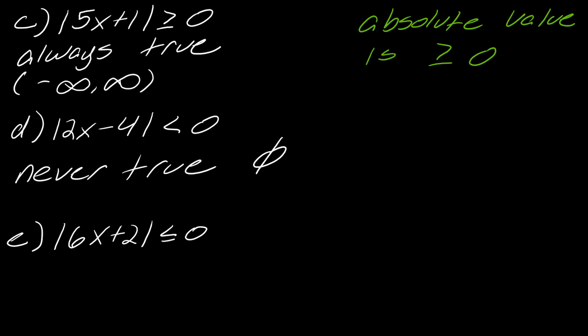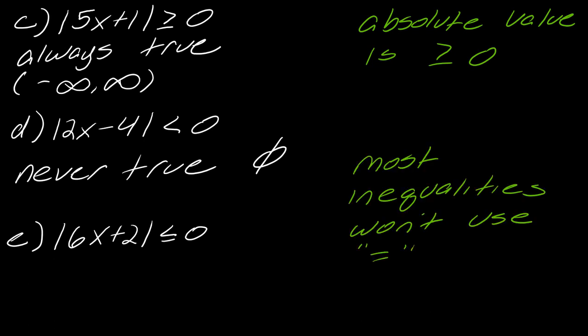Okay, now E, I think, is the most interesting case. When is this less than or equal to 0? So we know that the less than case is never true, but there's now the or equal to. Is it possible for an absolute value to equal 0? Yes, it has to be greater than or equal to 0, so it's possible for it to be equal to 0. I always think this is such a weird case with an inequality, because most inequalities will not use an equal sign. When you start with an inequality, you end with an inequality.